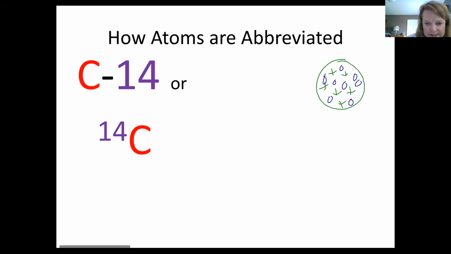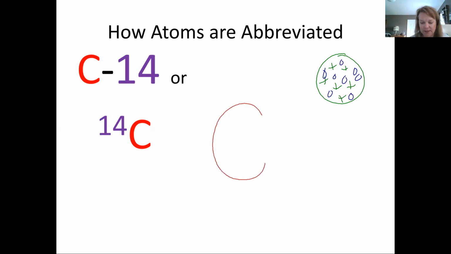So let me draw this out. We're going to use carbon as an example, but this is any element. The symbol is written, and then there are things that are placed in the upper right-hand corner, the upper left-hand corner, and the lower left-hand corner. They're always placed in those places. In the upper left-hand corner, you will always find the mass number. If they want you to know the specific mass number, they will put it there. If they just want you to know that it's carbon, they'll just put a C.